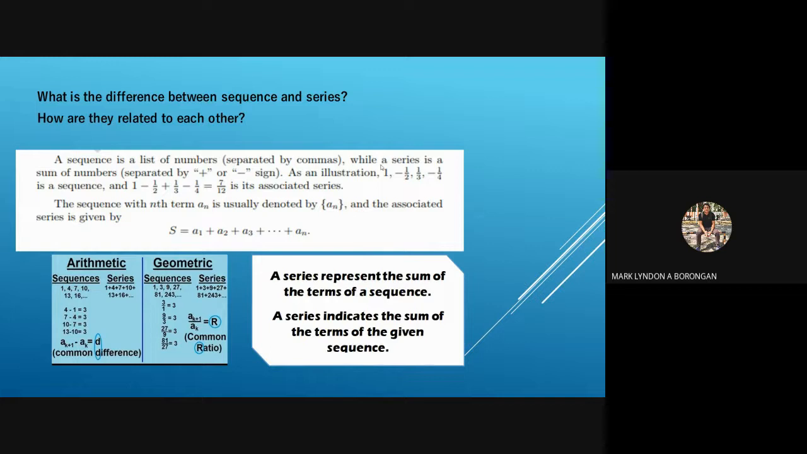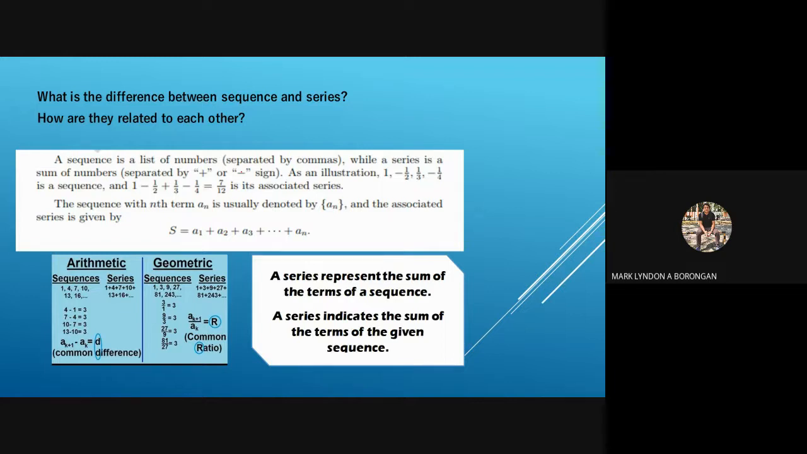So, a sequence is a list of numbers separated by commas. Mr. Marcos almost answered my question. The difference between sequence and series is that a sequence is separated by commas, while a series, since it is the sum of numbers, is separated by plus or minus signs. There is a minus sign because there are negative numbers. That is the difference between sequence and series, guys.